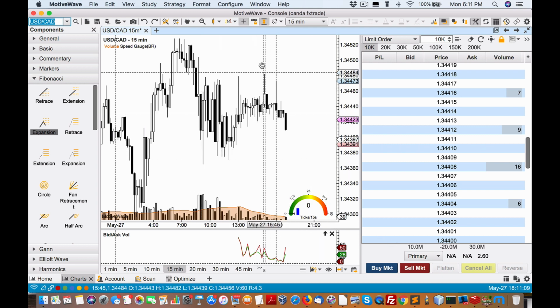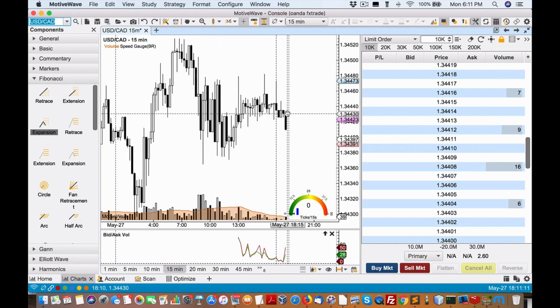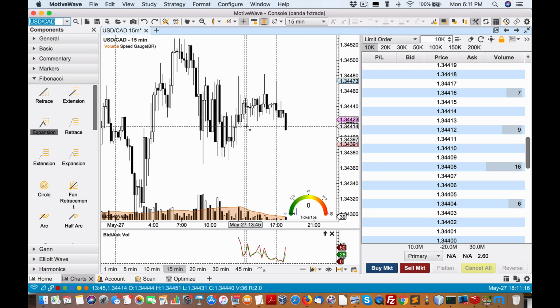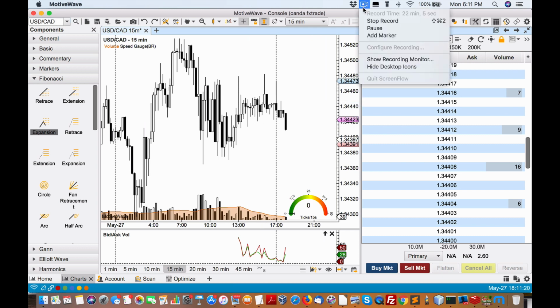So I just wanted to show you the Euro Australian dollar. I'm actually going to try out the tick and load it up and see what we can get.